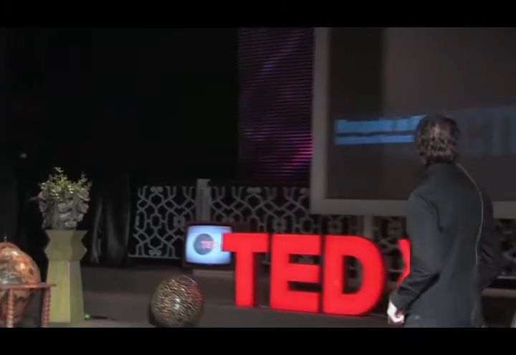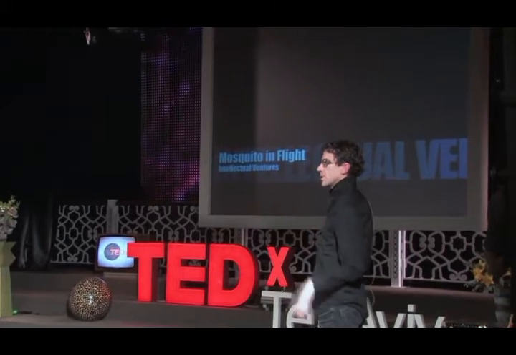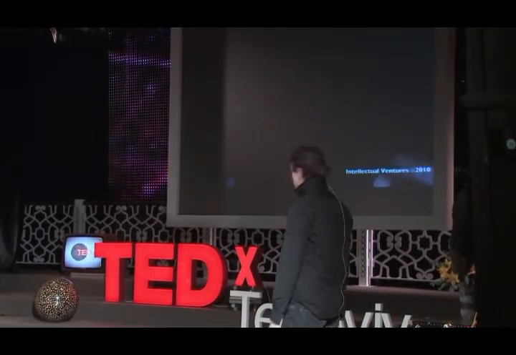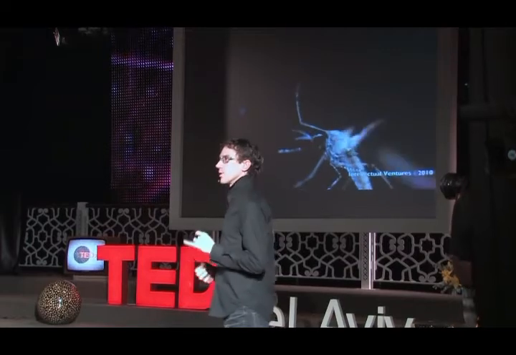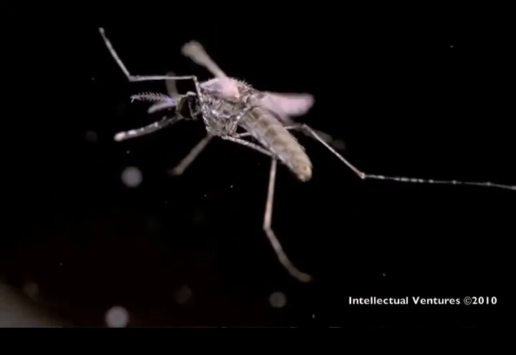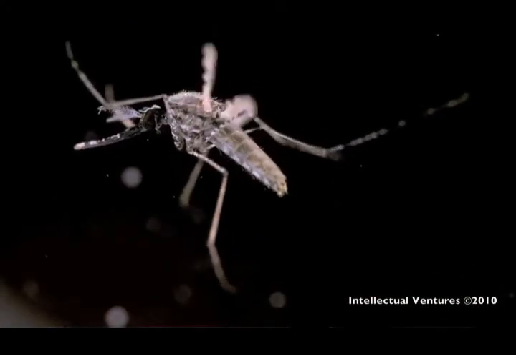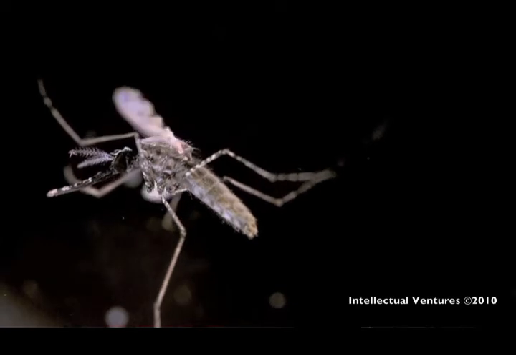So for fun, I'll show you some of the footage we've taken in the lab of us killing mosquitoes with lasers. We have one of the most badass high-speed video cameras in the world, so I can shoot HD at 7,000 frames a second. So this is what mosquitoes look like when they're flying.